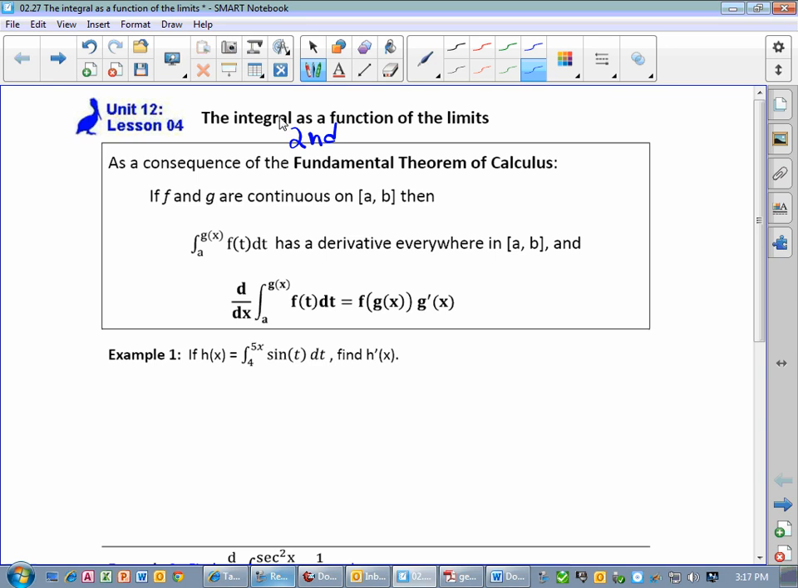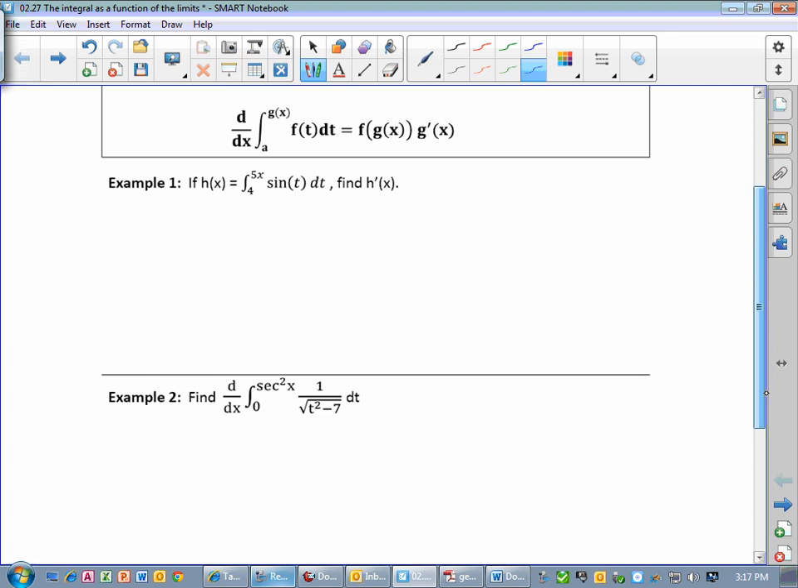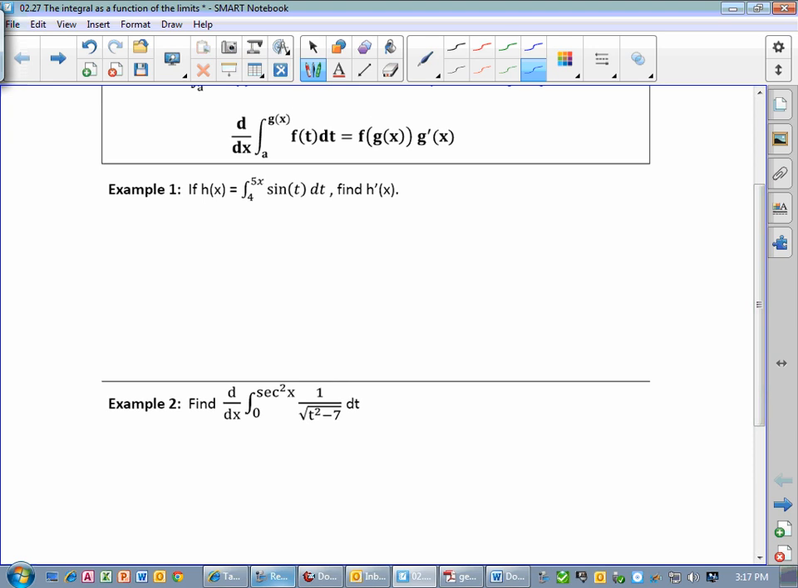Now, because of the chain rule, if this right here is a function in terms of x, then we get the function itself with g of x, and then we have to multiply by the derivative of g of x. So we'll do an example, then I'll show why this works the way it does. First example: h of x equals the integral from 4 to 5x of sine of t dt. Find h prime of x.